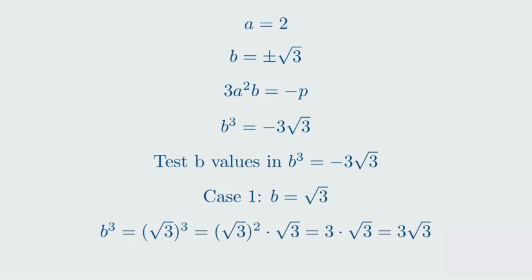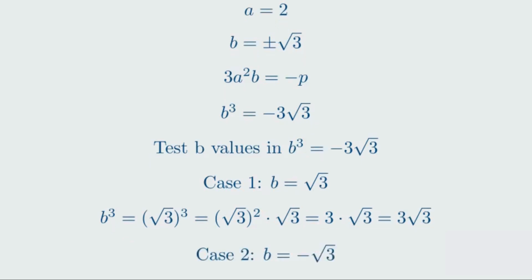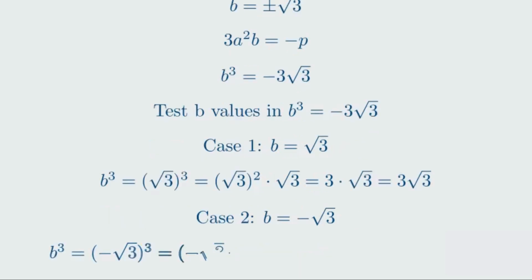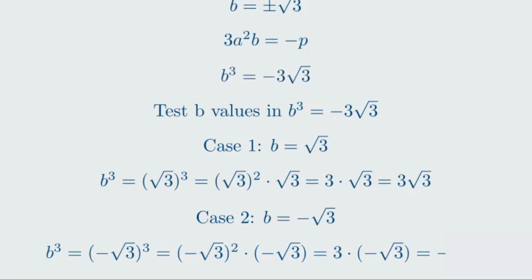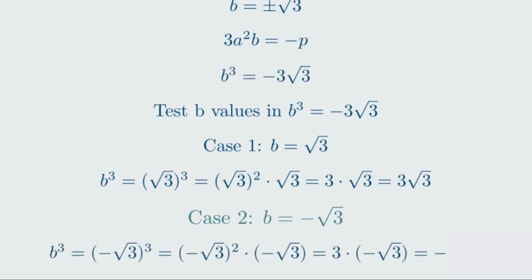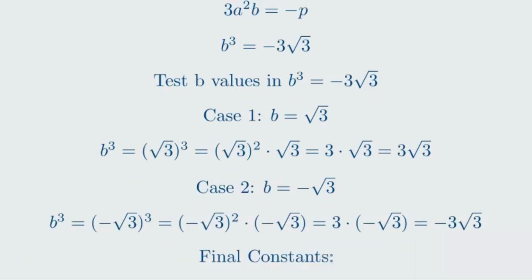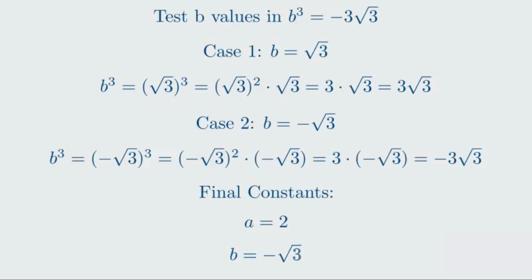Now let's test our second possibility. Case 2. b equals the negative square root of 3. Then b cubed is the negative square root of 3 cubed. This is negative 3 square root of 3. This matches our equation perfectly. So we have found the correct values for our constants. The constants are a equals 2 and b equals negative square root of 3. These are the values that make all of our comparison equations hold true. We've done all the hard work. We have our constants, a equals 2 and b equals negative square root of 3.